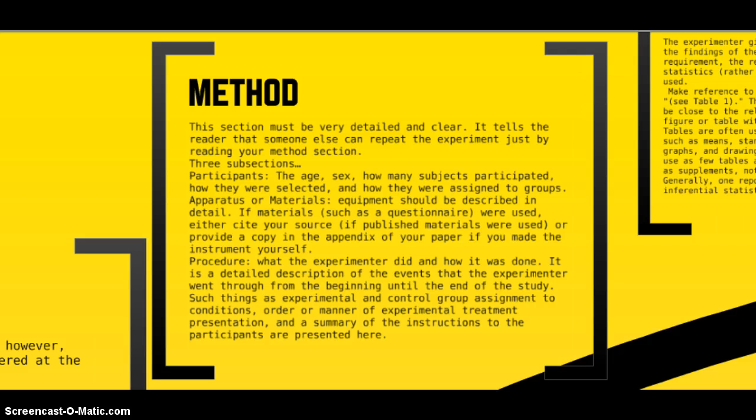And then the procedure is written like a cookbook. Your procedure is going to be a step by step, very, very detailed description of exactly what you did during the research study. If I don't know anything about your research study, I should be able to read the procedure section and be able to conduct the same exact research study by myself.